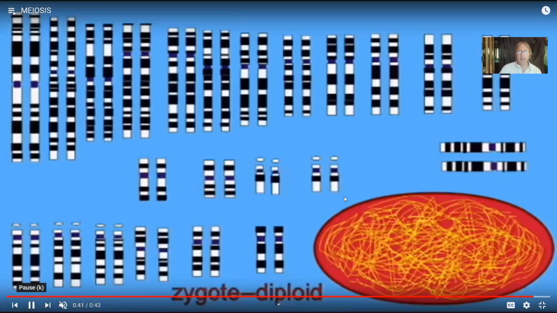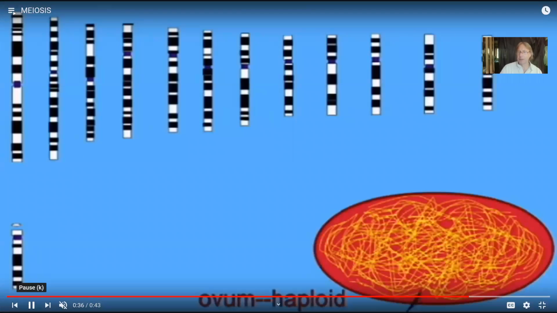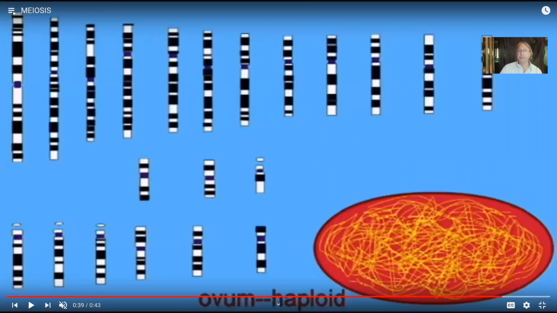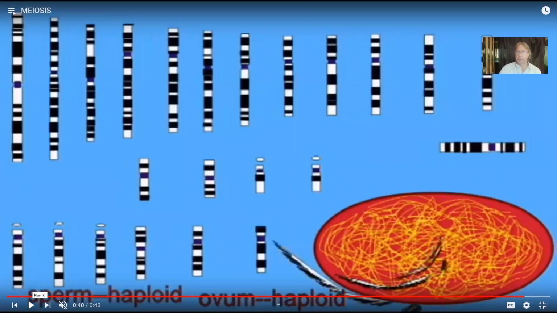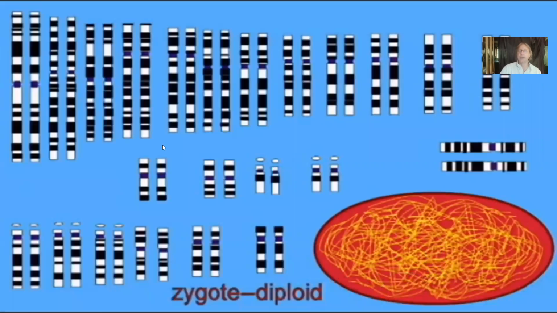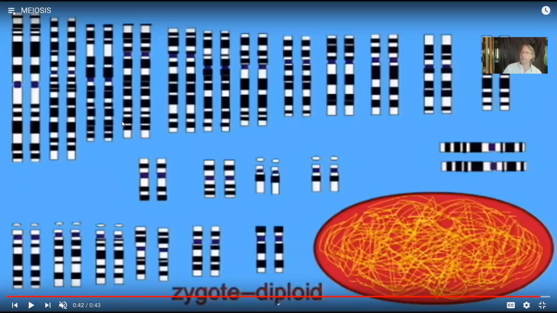So here, the ovum has 23 chromosomes. It is haploid. If it is fertilized by a sperm, which has its own 23 chromosomes, then we have 2 sets of 23. We now have a new diploid cell. So 2 haploid gametes then form a diploid zygote.